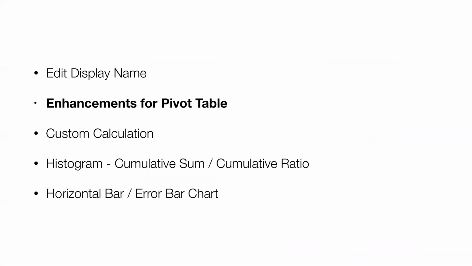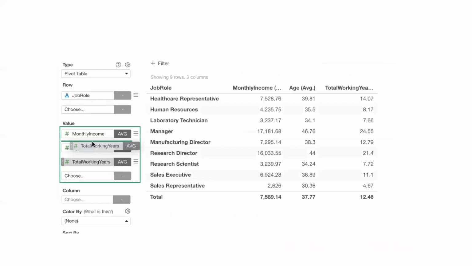And then the next one, the second, is the enhancement for pivot table. This is very similar to what I have just talked about for the summarize pivot data wrangling step UI. This is the pivot table under the chart view. And there as well, you can drag and drop to change the order of the columns for the value or rows.